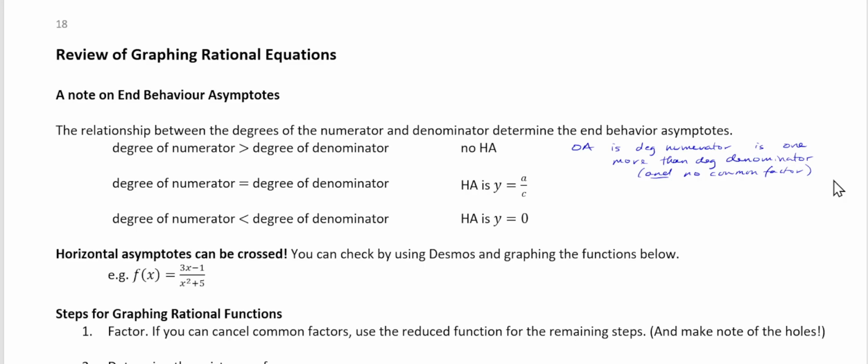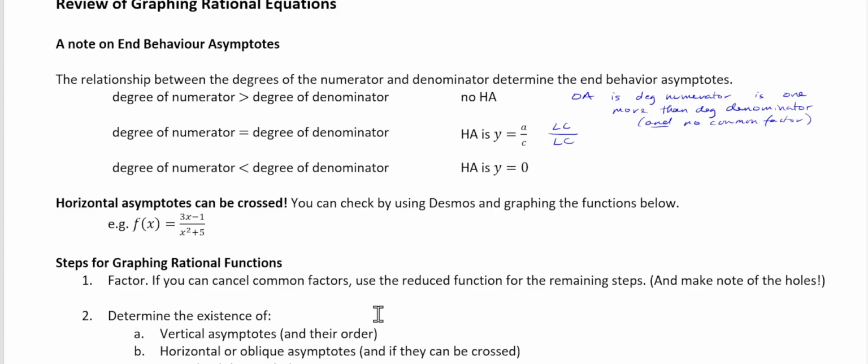If the degree of the numerator is equal to the degree of the denominator, then the horizontal asymptote is your leading coefficient over your leading coefficient. That's where your horizontal asymptote is going to be. If the degree of the numerator is less than the degree of the denominator, that means your denominator is growing faster, and you have a horizontal asymptote at y equals 0. Remember that horizontal asymptotes can be crossed, and you can check by using Desmos if you want. You can graph this function, and you'll see that the horizontal asymptote does get crossed.